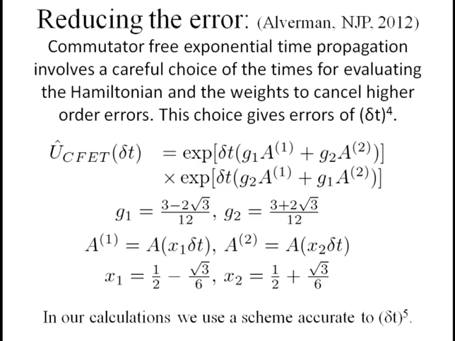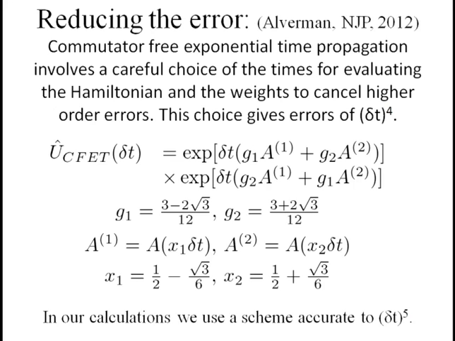Now, I don't have time to go through the algebra for this. There's a very nice paper here in the New Journal of Physics that just came out last year. The technique is called a commutator-free exponential time propagation, so they call it CFET. And what it basically says is you take that product of two evolution operators, and instead of evaluating at the midpoint, these operators here, this is the Hamiltonian evaluated at time 1, Hamiltonian evaluated at time 2. Time 1 is not at the midpoint, but it's at 1/2 minus the square root of 3 over 6. Seems like a crazy number. And the other point is 1/2 plus the square root of 3 over 6. Also seems like a crazy number. And then the weights that you put on here are not unit weights.